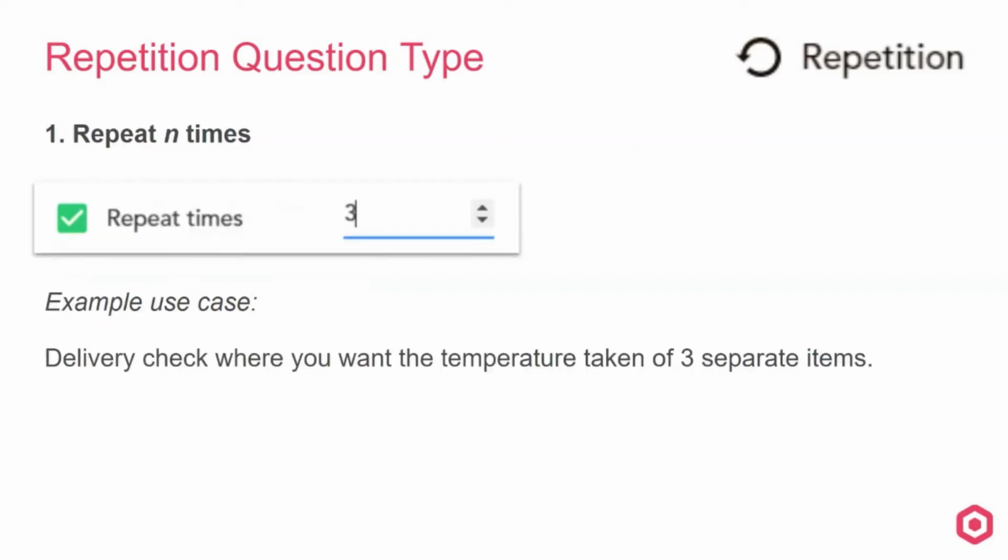If we begin by looking at the repeat a set number of times, in this case on the screenshot you can see 3 times, it's really useful for circumstances such as a delivery check where you want your staff to take the temperature of 3 separate items, but you don't know what those items will be. So the questions will be, what is the name of the item and what is the temperature? And they'll have to answer those questions 3 times.